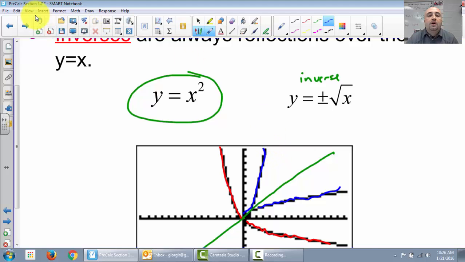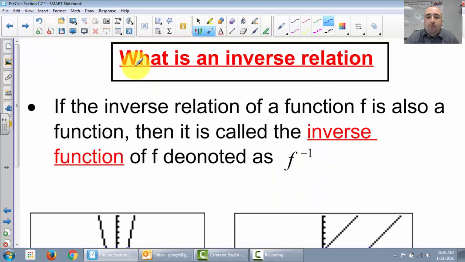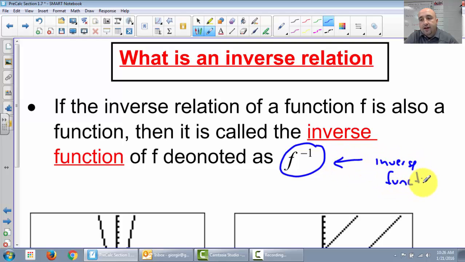All right. Last thing we need to talk about before we look at some examples is if the inverse relation of a function f is also a function. So if the function and its inverse are also functions, then it is called an inverse function. And we use this right here, this notation. This means inverse function. Okay, so let's look and see.